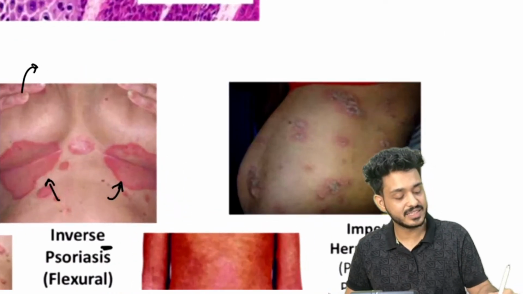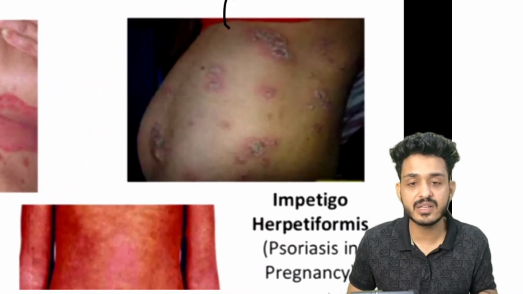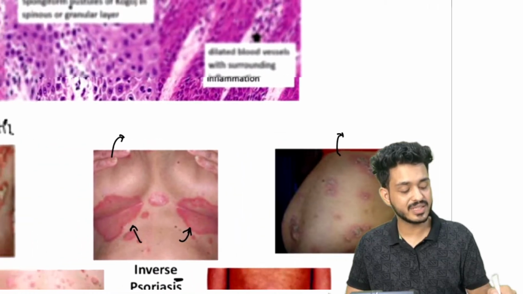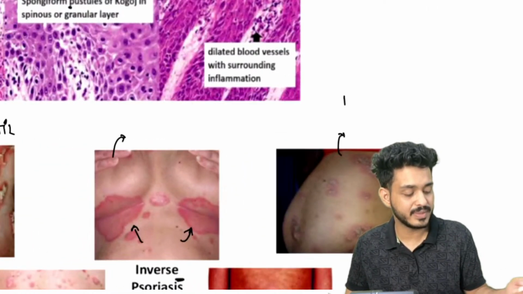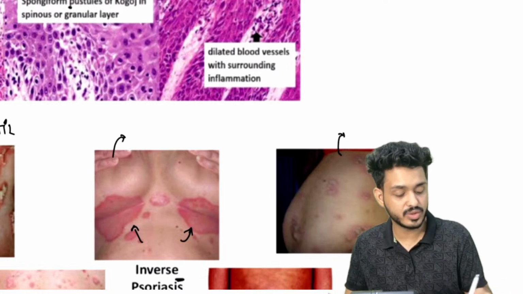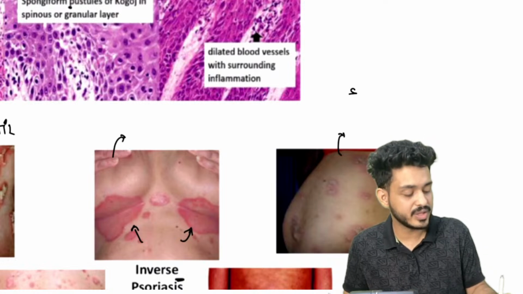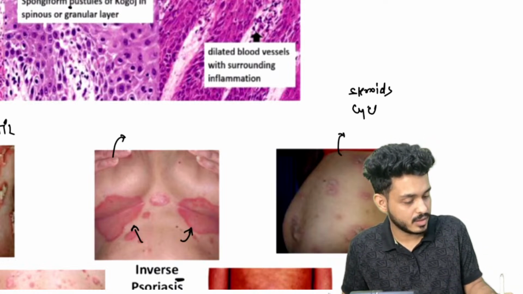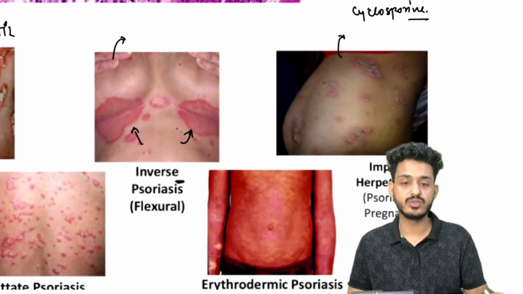Next, we are having this particular thing. This is known as impetigo herpetiformis. Herpetiformis, again, there will be grouped vesicles. Impetigo herpetiformis is the disease you will be finding in pregnancy. In pregnancy, you will be having psoriasis, and we cannot use methotrexate and all those drugs. So we will be using steroids. We can also use cyclosporin. These are the drugs we can use over here.